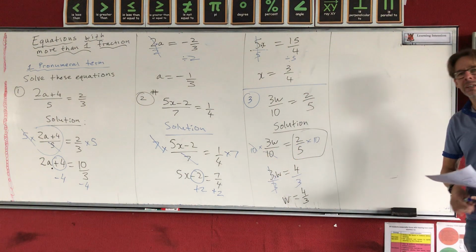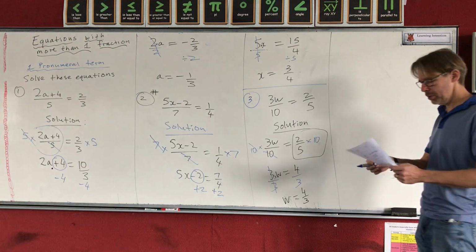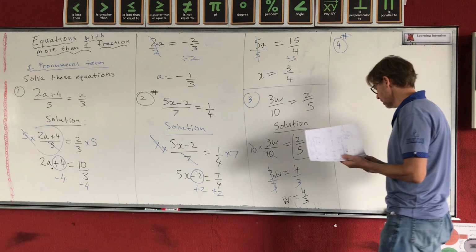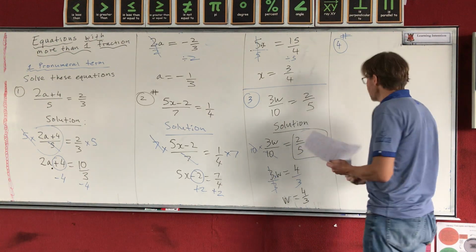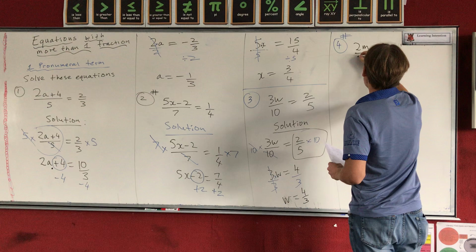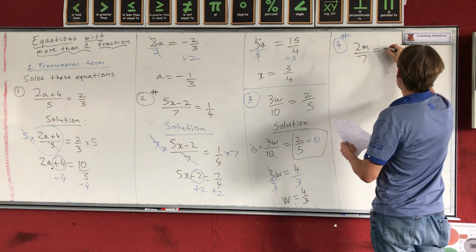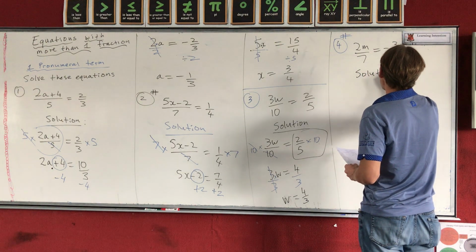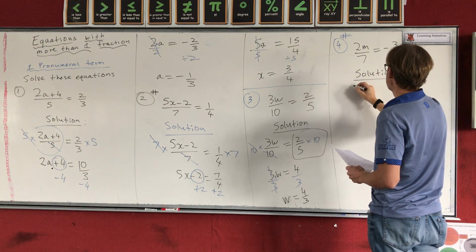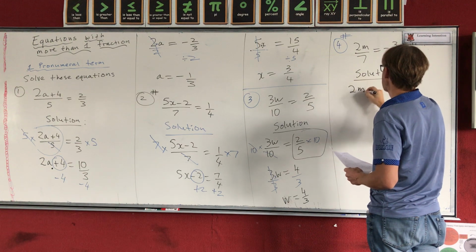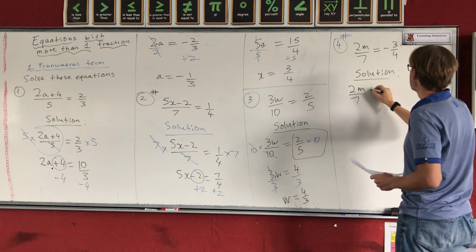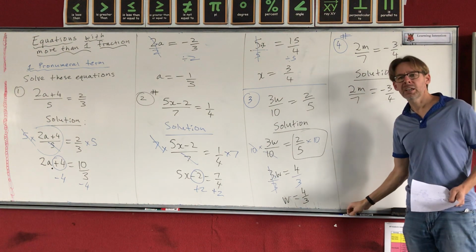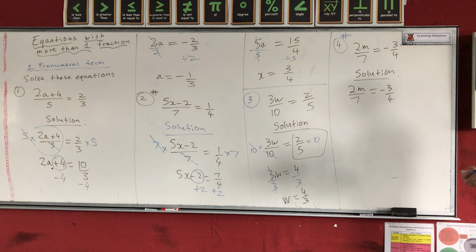Alright, copy that down. And I want you to have a go at question 4 by yourself. This is the hashtag example. Okay, here it is. 2m on 7 equals minus 3/4. Okay, for the solution, I want you to write that down again. Okay, now if you like, pause the video, have a go at the question, see what you get.